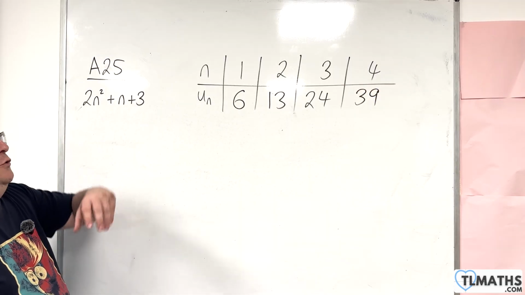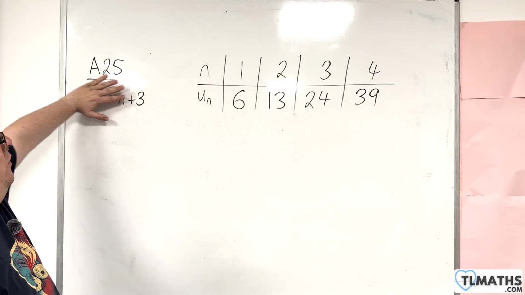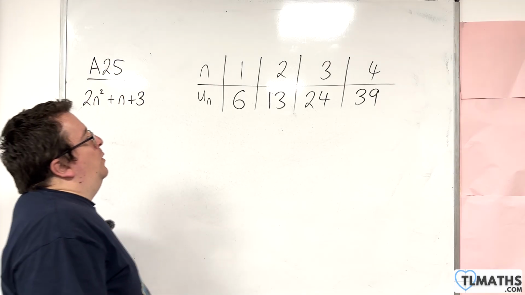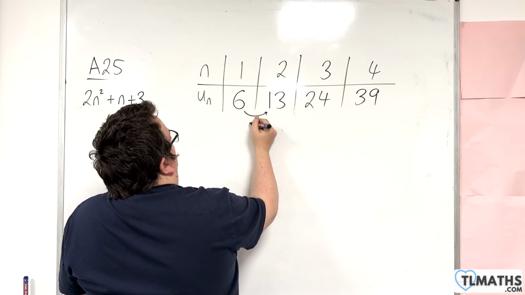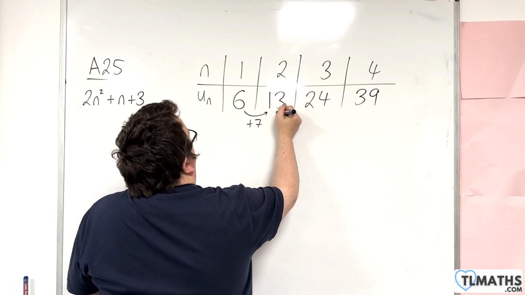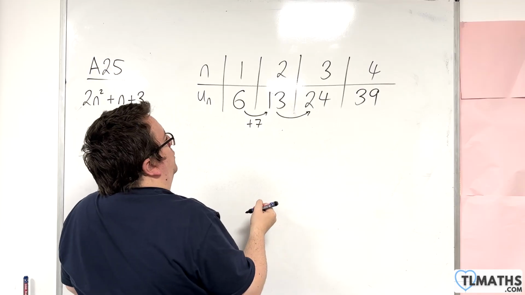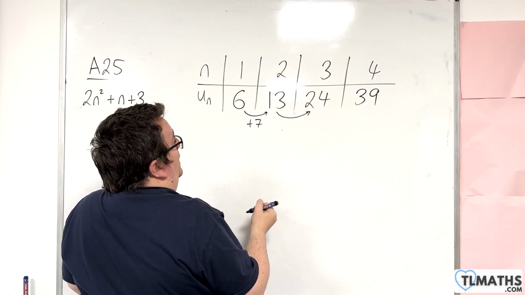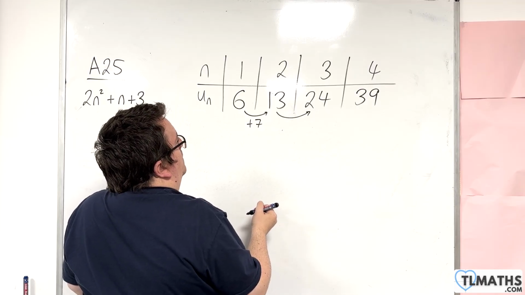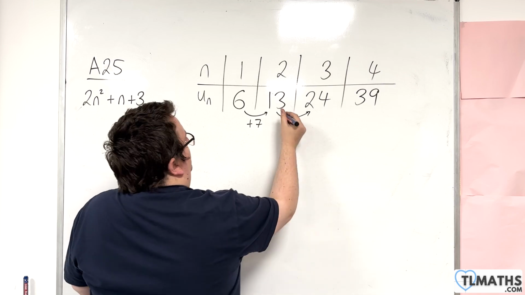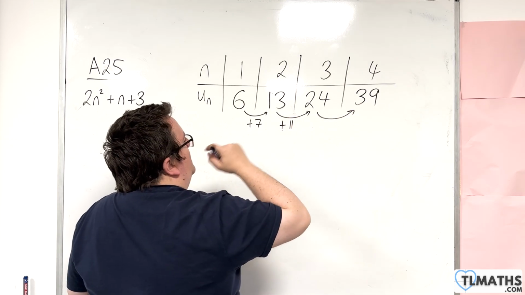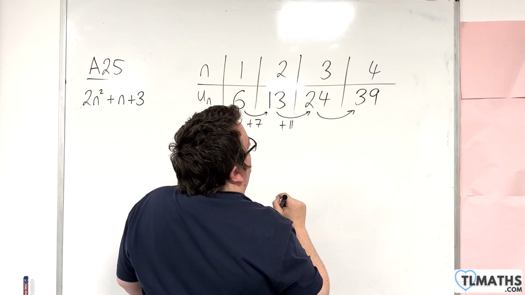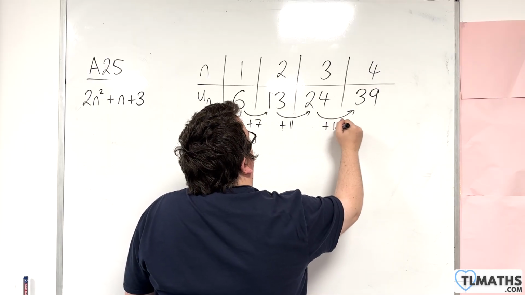So these are the first 4 terms of the sequence. Now imagine that that's not there, okay? What we would do is we would go, right, how do I get from 6 to 13? Well, I need to add on 7. To get from 13 to 24, I need to add on 11. And then to get from 24 to 39, I need to add on 13.